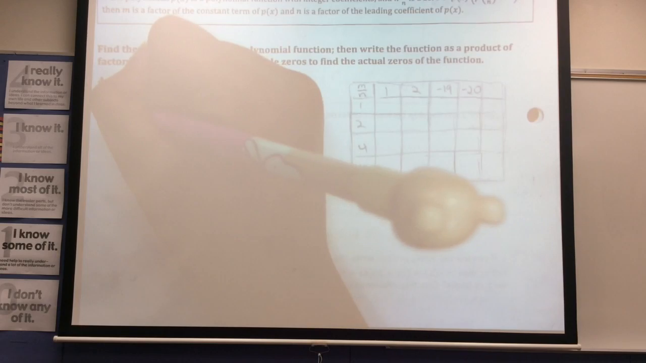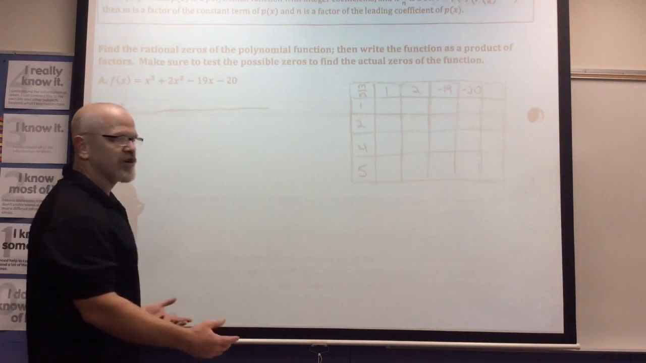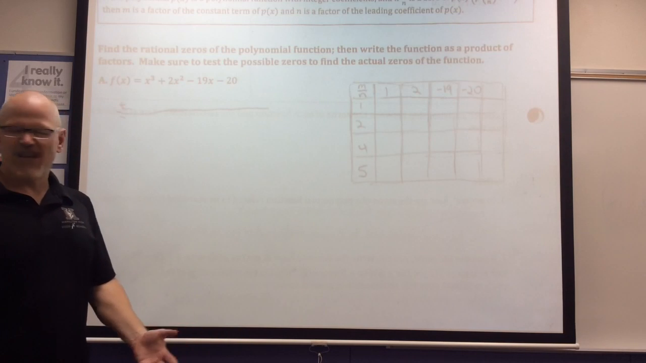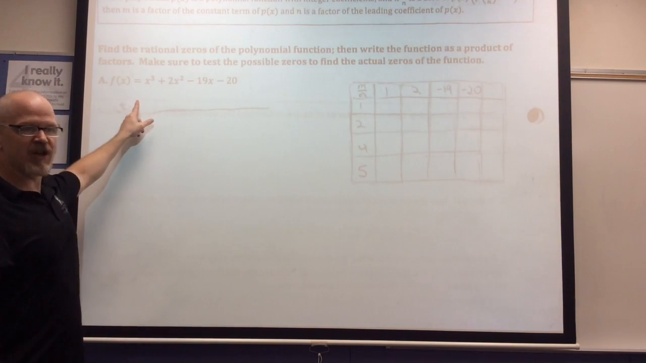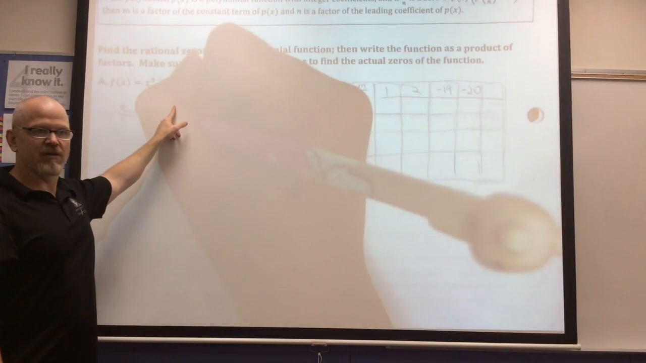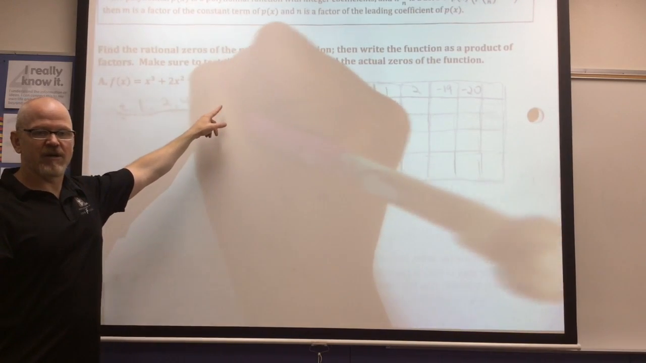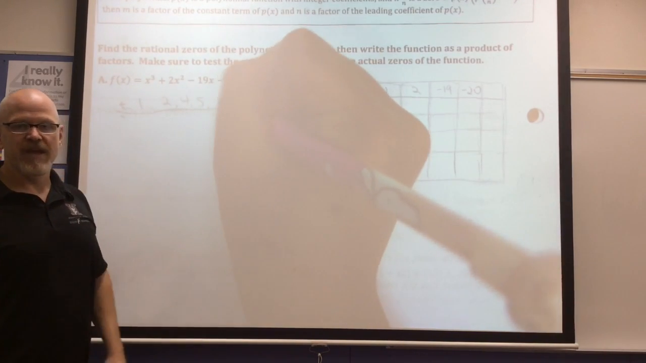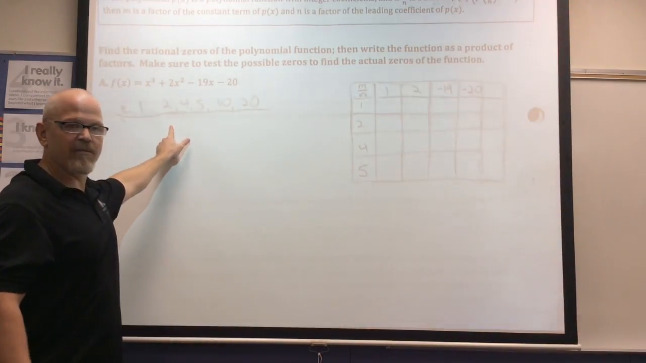On the top, we're going to list all the possible factors of our constant. What's our constant? Negative 20. The sign doesn't matter. So all the possible factors of 20, starting from the smallest: 1, 2, 4, 5, 10, 20. Cool. What's the leading coefficient? 1. So what are all the factors of 1 on the bottom? 1.